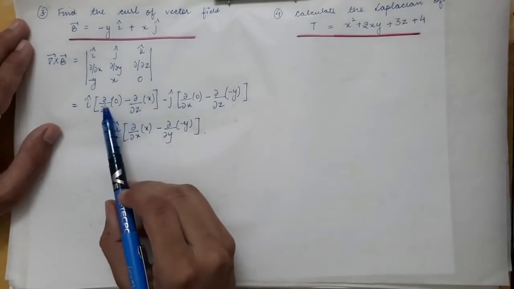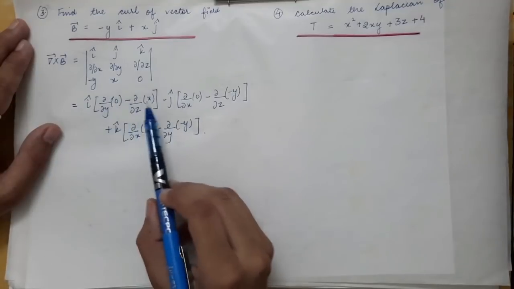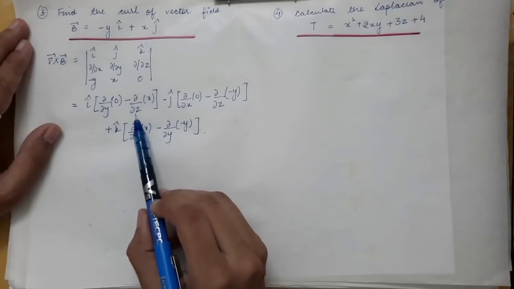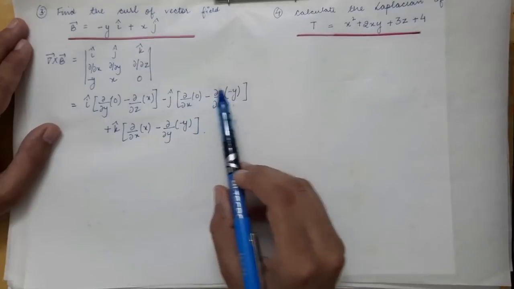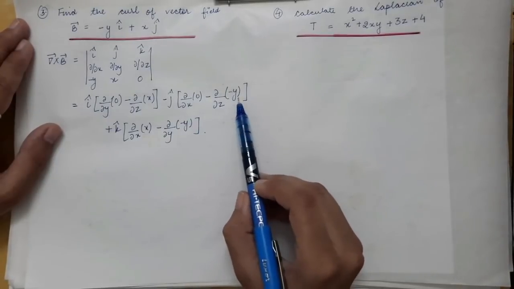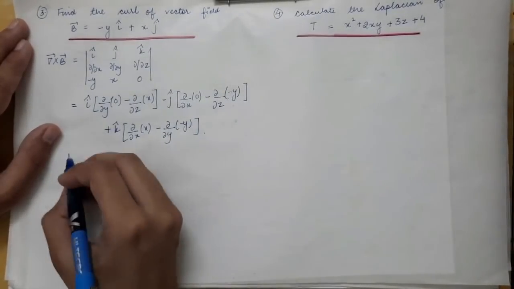So in the first case we have del by del y of 0, which will be 0, then del by del z of x. So x will be constant because we are doing derivative with respect to z. So this will also be equal to 0. This will also be equal to 0. Here this will also be equal to 0. So only there will be k cap.